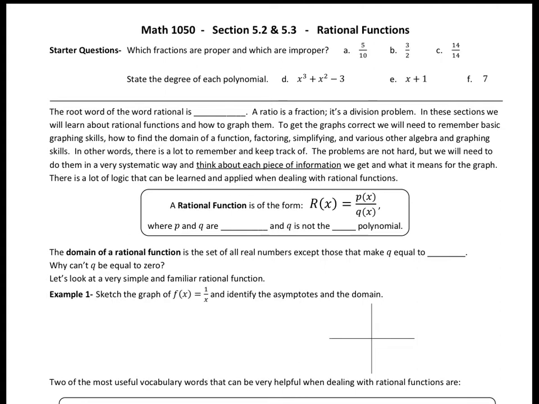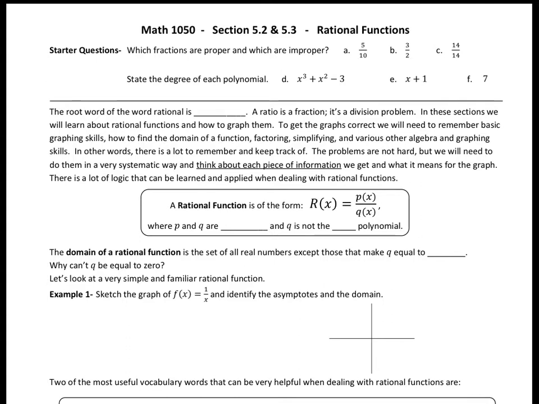Now in sections 5.2 and 5.3 today, we're going to talk about rational functions. We're going to learn some skills on how to graph them. To get the graphs, we'll need to remember some basic skills: how to find the domain, and we'll need to do some factoring, some simplifying, and some other things. These problems aren't necessarily hard, but you'll need to do them in a systematic, organized way. Think about what you're given and what you get and what it means to the graph. So that's where we're heading. All right, so let's begin.